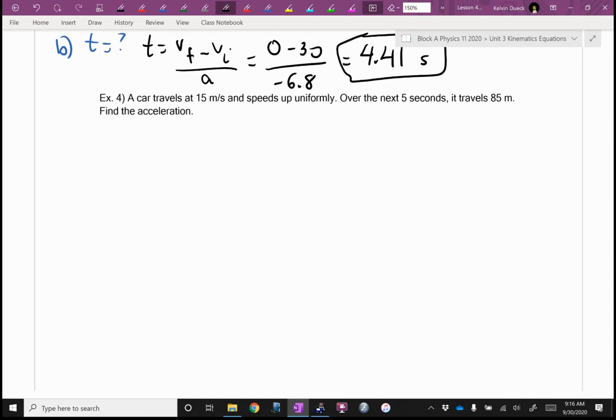Annika, what's example 4 want me to find? A equals question mark? What's that 15? What's that 5? Yep. Seeing why it's worth memorizing units? What's that 85? Got to be a distance, I think, displacement, but sure. Looking for an equation that has a D, a VI, an A, and a T in it. There is one.